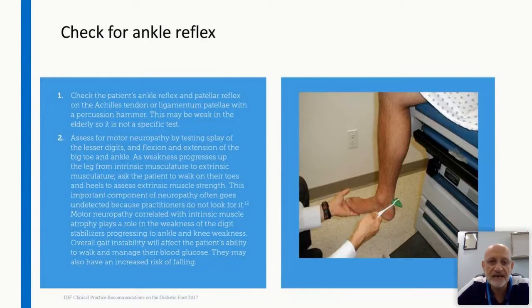Checking for reflexes, the ankle jerk. I'm sure the majority of the doctors, even nurses, have seen this. But you have to remember, people may lose their ankle jerk as they get older. If they have other diseases, have a spine problem, even hypothyroid, an underactive thyroid, may cause you to lose your ankle reflexes. But it's nice to know if you have suspicion of neuropathy, whether your patient can or cannot get an ankle reflex response.